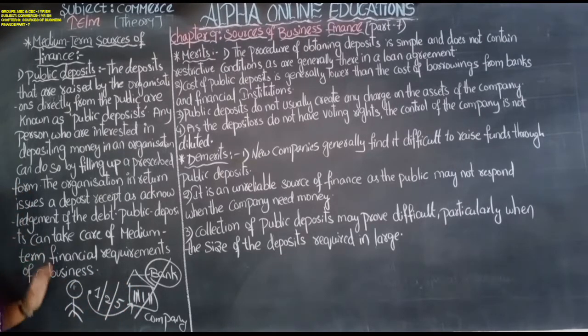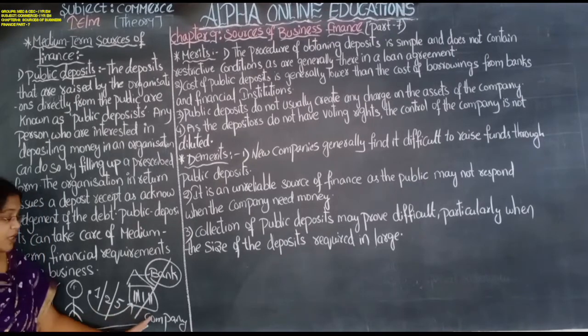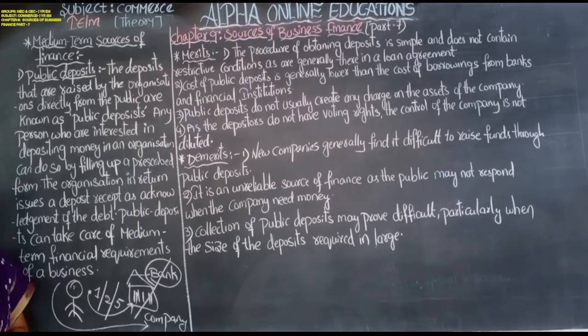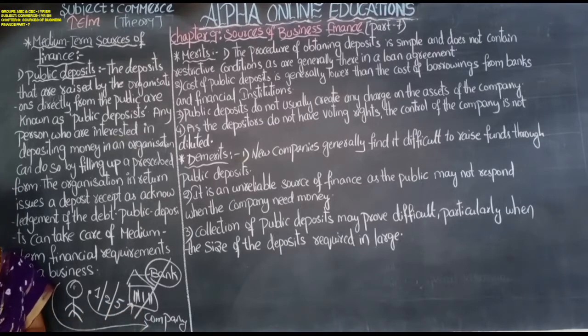But in this session, according to our chapter, a group of people are coming to deposit their money in the company. They want to save their money from the risk of theft by depositing it into the company, which means the company is going to accept the deposit. Let us see what is there.